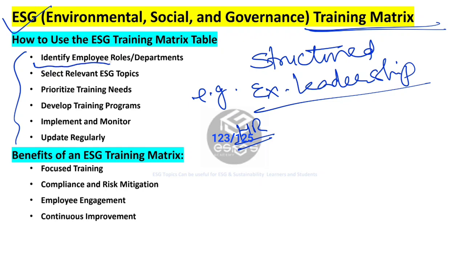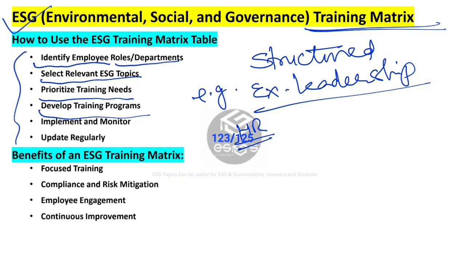Okay, then here we see how to use the ESG training matrix. So first we need to identify the employee roles and departments. First list down the different roles or departments within the organization that require ESG training. Then select relevant ESG topics: assign suitable ESG topics under each category of environment, social and governance based on the responsibilities and functions of each role. Then prioritize the training needs by assessing the roles that have direct influence on, or involvement in, ESG related practices and decision making.